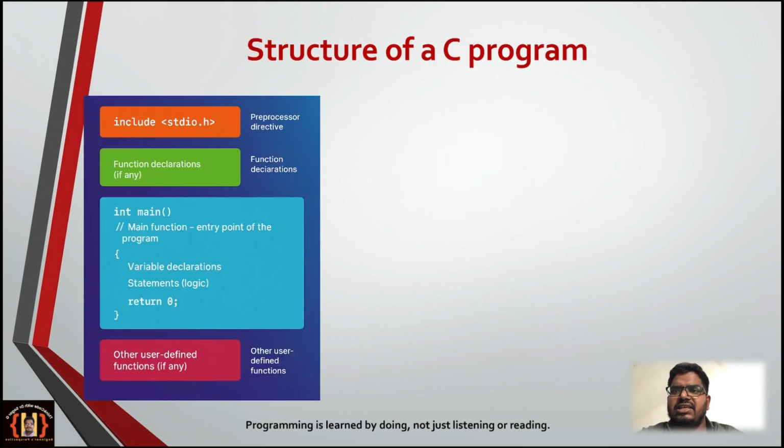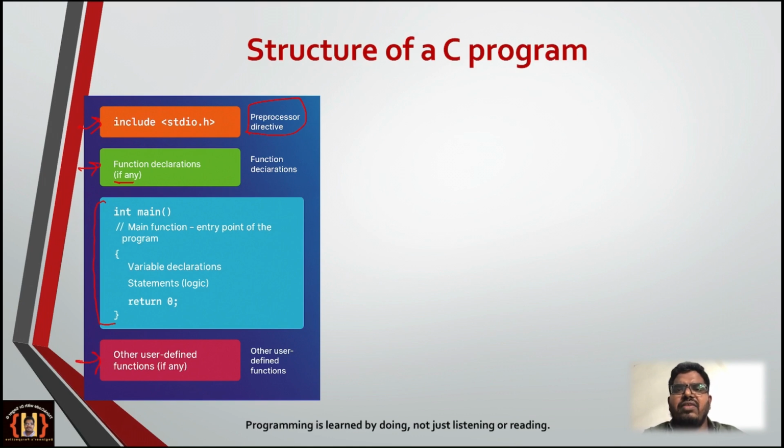Next, let's see the topic structure of a C program. Any C program usually contains the preprocessor directive area, which we have just seen, and there are function declarations. If we are using them, don't worry about how to declare functions. We'll see that when we deal with the separate topic called functions. Then we have the main function, and there are other user defined functions, right?